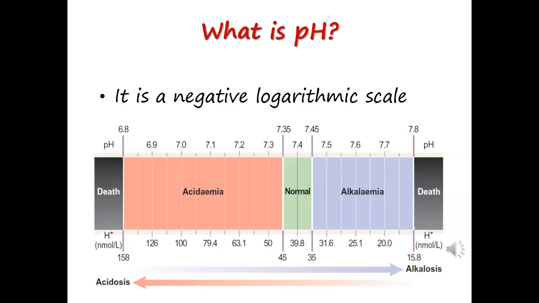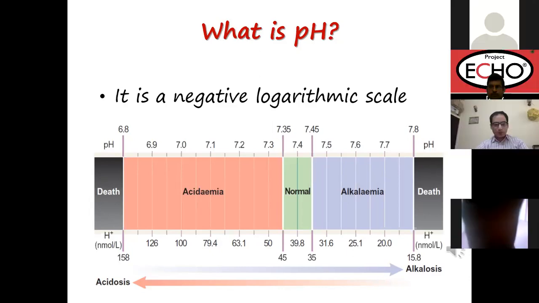Any variation from the normal physiological pH on either side, that is less than 7.35 or more than 7.45, leads to various complications, which we'll be discussing in the subsequent slides, and can lead to cell death. That is why it is of utmost importance to maintain the pH between 7.35 to 7.45.